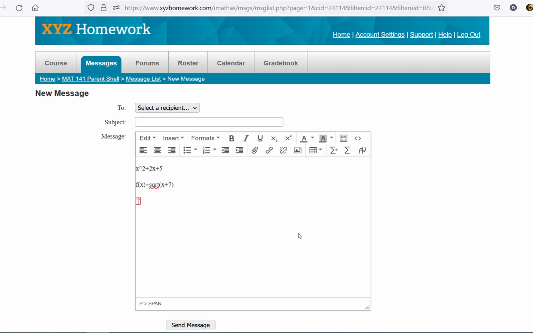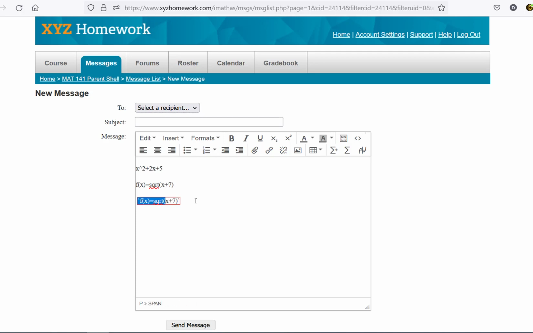You basically just start a set of backticks, and you can type in pretty much any kind of basic mathematics. And actually, let me just put the f of x on there as well. And it will render it for you in place and make it look nice, make it look like what it's supposed to look like. So that's really a great feature.